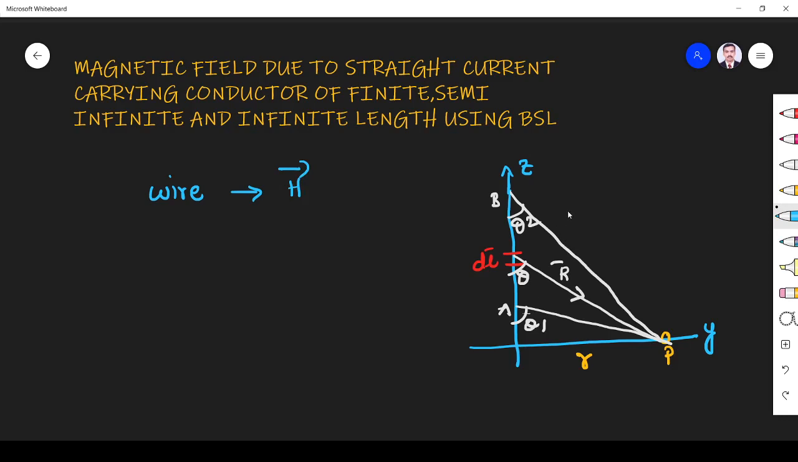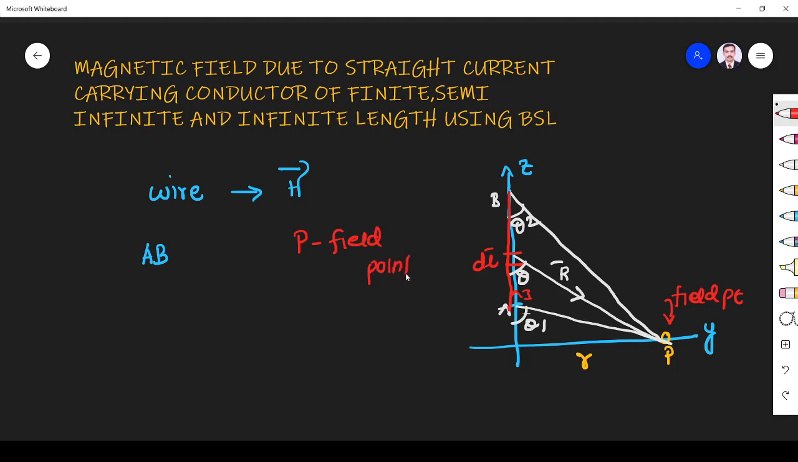Let us assume that here is a current carrying conductor of length AB, from here to here. So this is our current carrying conductor AB. I want to find the magnetic field produced. Let us assume the current flowing through this is I. We want to find the magnetic field at this point P. This is the field point, the point where we are finding the field.